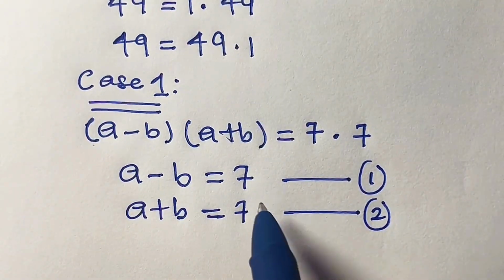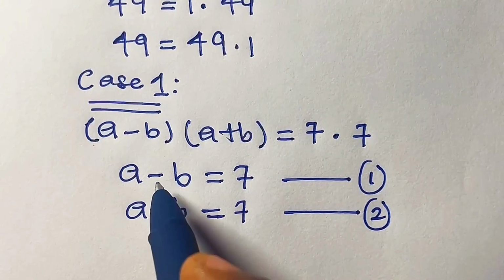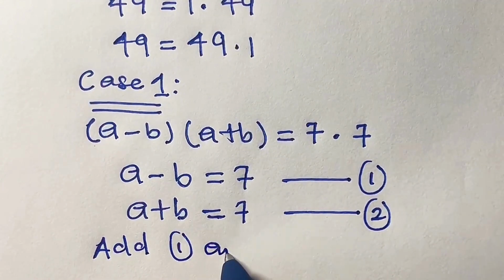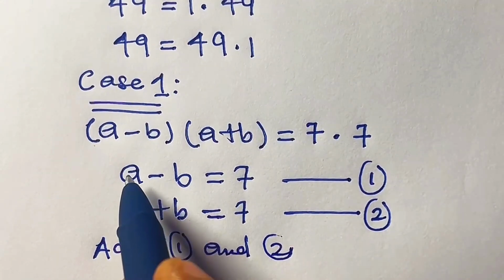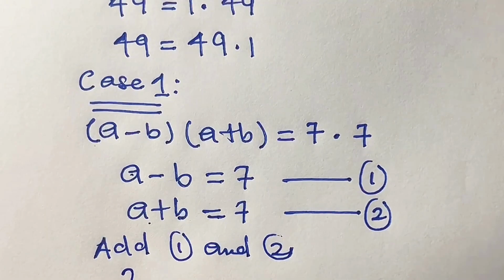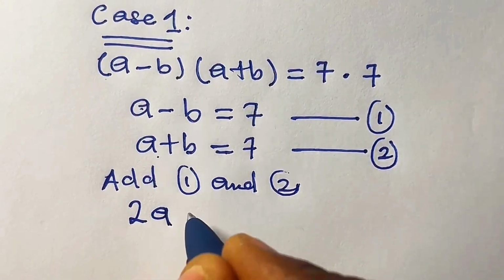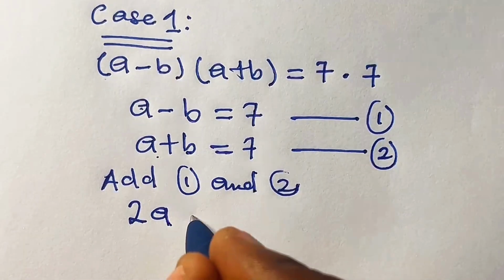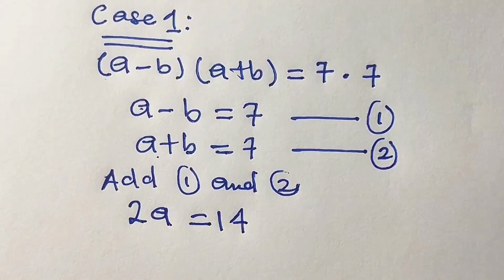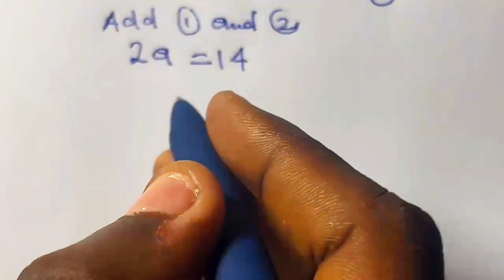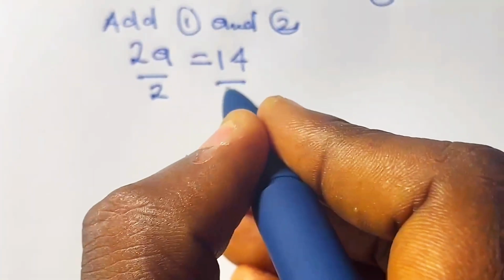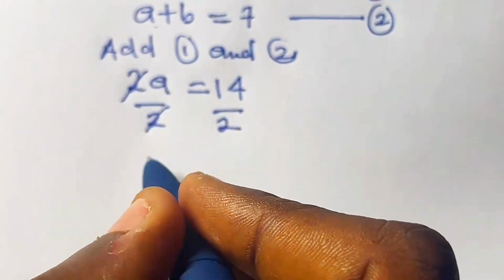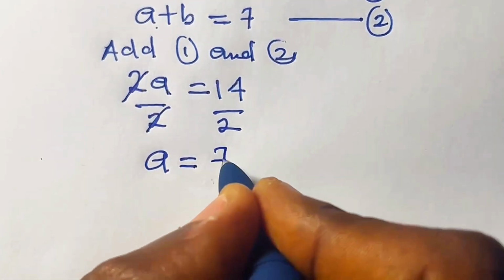One of the easiest ways to do this is to add equation 1 and equation 2. If we have a plus a, it gives us 2a. Minus b plus b, we cancel each other, that's 0. Then we have 7 plus 7, which gives us 14. To obtain our a, we can easily divide both sides by 2. Then we cancel out the 2, so we have a equals 7.